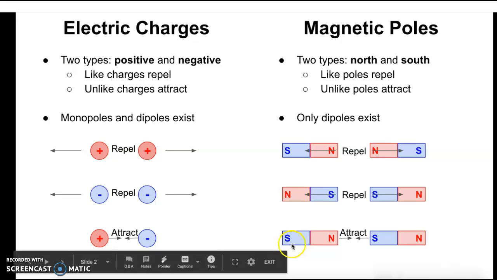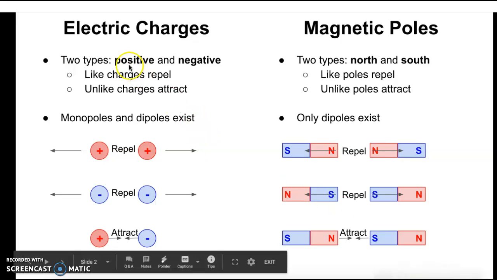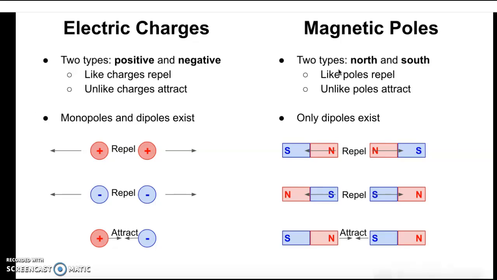However, like the very last diagram, if you hold 2 bar magnets with opposite poles near each other, then you're going to feel them go close together and they're going to stick together if you let them. Okay, so it seems like electric charges and magnetic poles behave the same way, but they're 2 different things.